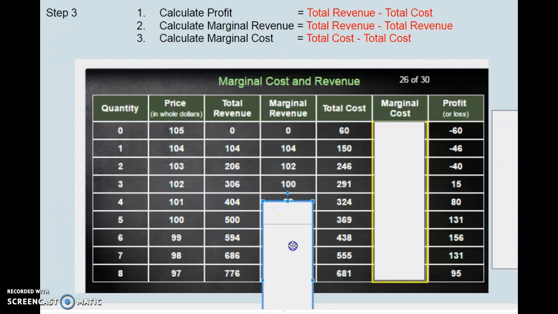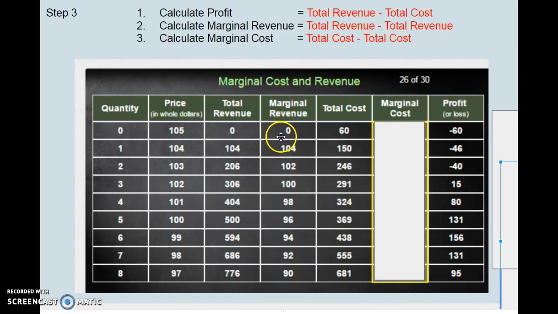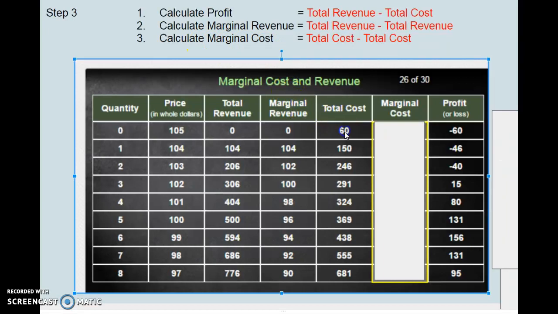404 minus 306. I'm going to sit here and subtract 500 minus 504. And again, I'm not going into all the detail of why. That's in the lesson. It's the math real quick so I can fill in the columns. I'm going to do the same thing for cost, and it's a nice little pattern because now it's total cost.